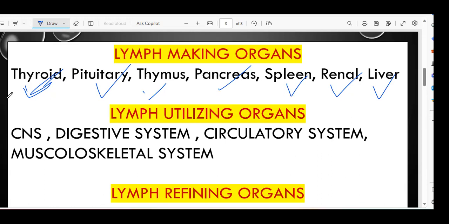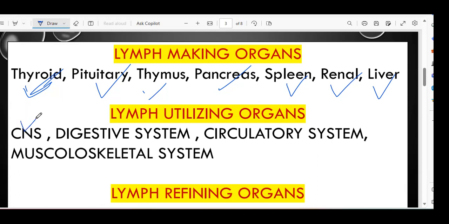Pituitary gland is the master gland. Thymus is also very important. Pancreas for insulin, spleen for blood as well as lymph because it produces antibodies. Renal is also very important for filtration and reabsorption of all the materials we studied in the kidney chapter. Okay. Liver also makes enzymes and bile. Very important. And which organs utilize lymph?